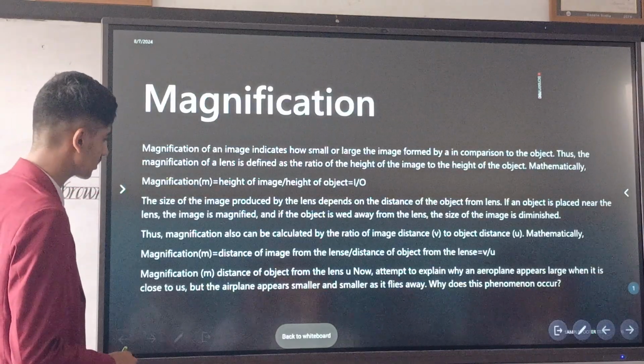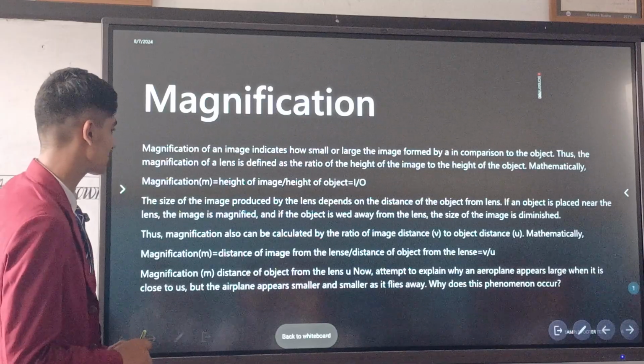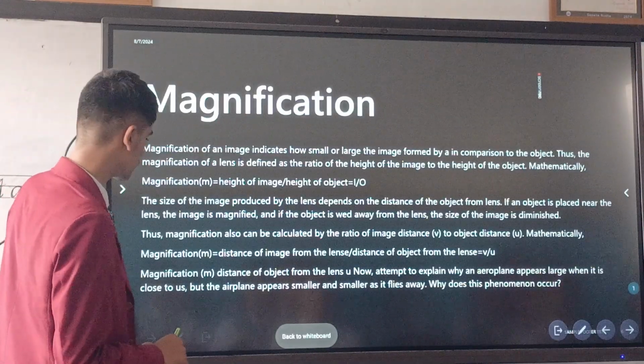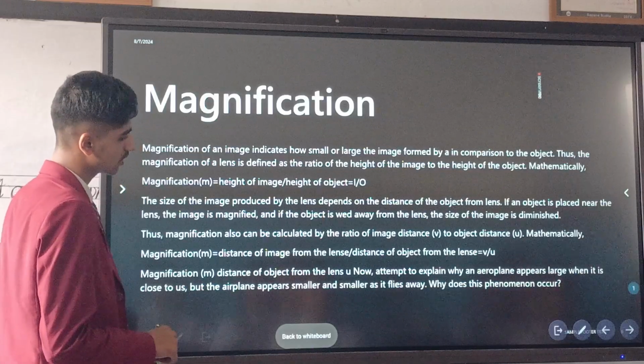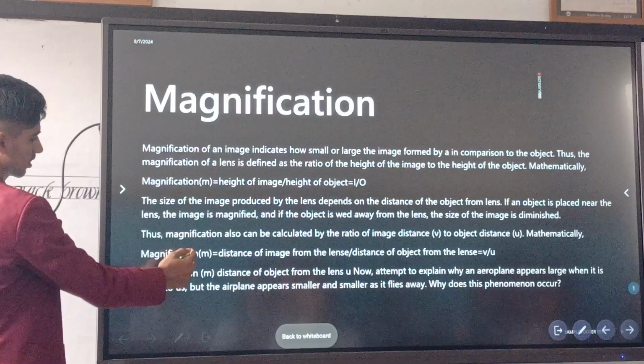Magnification m, distance of an object from the lens u. Now attempt to explain why an aeroplane appears large when it is close to us, but the aeroplane appears smaller and smaller as it flies away. Why does this phenomenon occur?